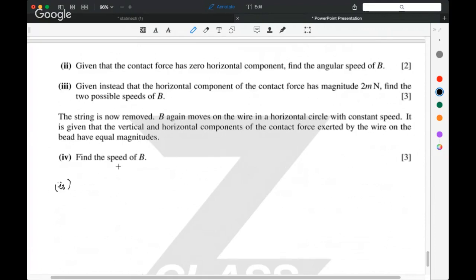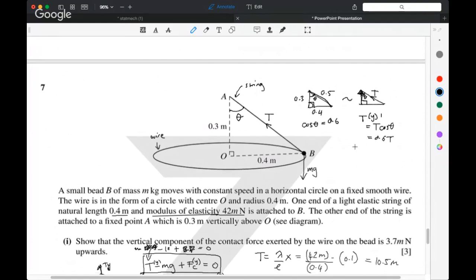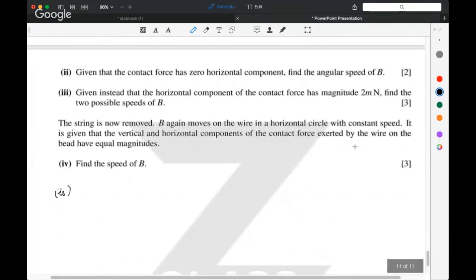Well, in our scenario, what horizontal forces do we have? We only have the contact force of the wire plus the force of the tension. That's it. And since the contact force in this sub-question has 0 horizontal component, the only one we have is T sin theta. So the x component of the net force is just equal to T sin theta. Well, that's equal to ma.